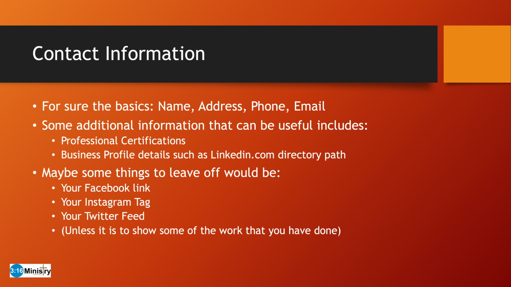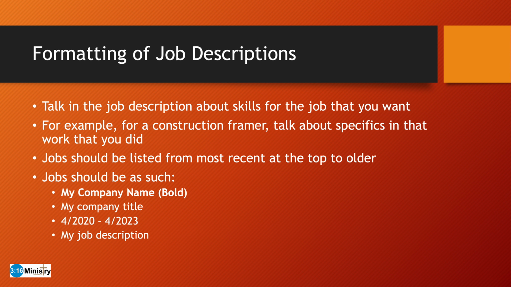Okay, so now we're going to talk about formatting your job descriptions. Job descriptions are generally very specific to the job that you want. If you're hoping for a construction framer job, and in your last job you did framing on houses, talk about the specifics that you did. Remember, jobs should be listed in chronological order, with the job that you either have now or that you just left listed first. So the first item to list is the company name.